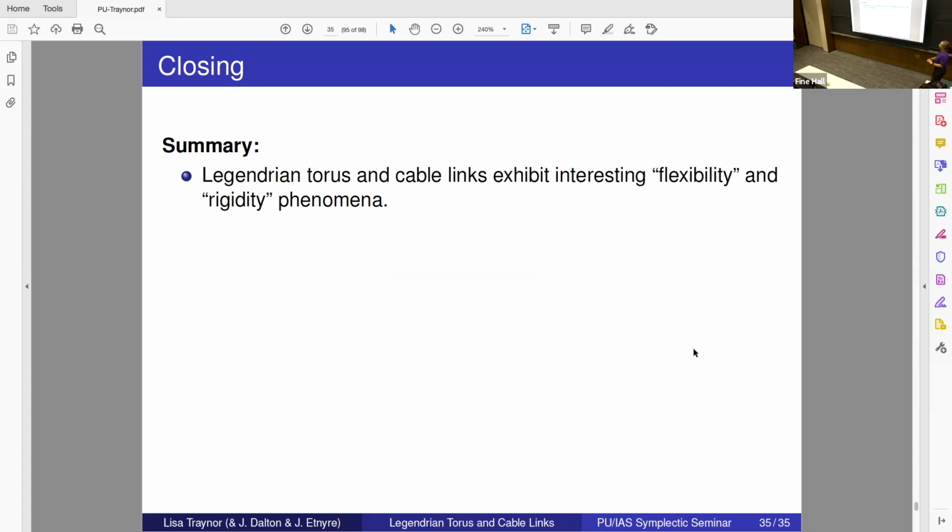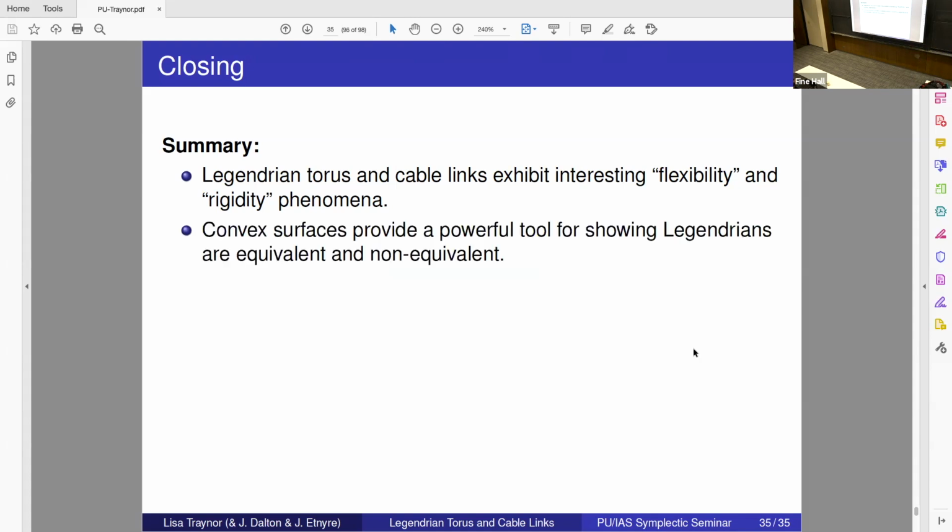Just closing. Hopefully you'll take away that these torus links and cable links are sometimes very flexible. They behave like what you would see in the smooth world. Sometimes you can do all permutations, but sometimes you can't. I've always enjoyed that about the symplectic and contact world, and that convex surfaces are really quite a powerful tool, showing both that things are equivalent and non-equivalent.